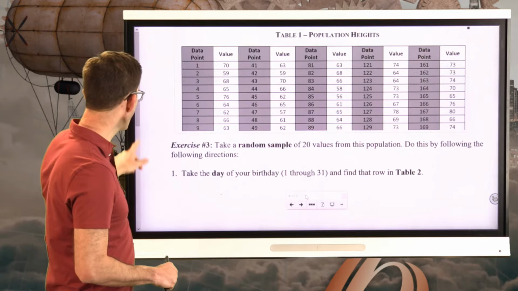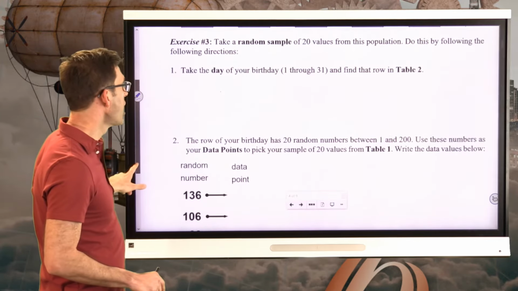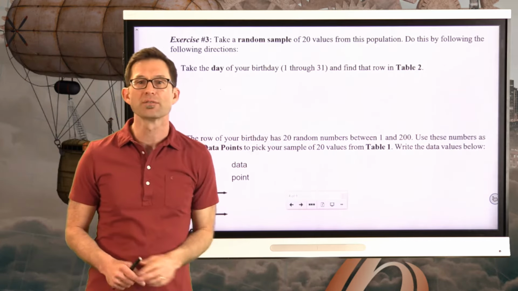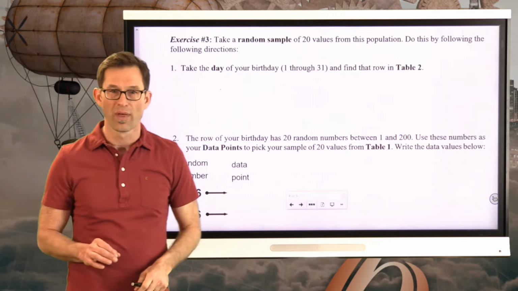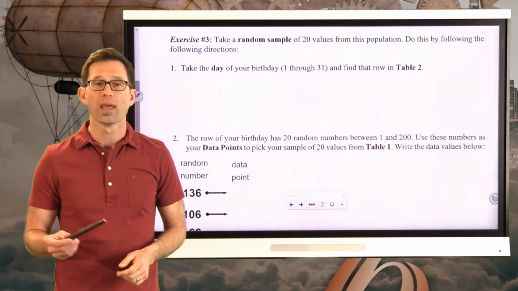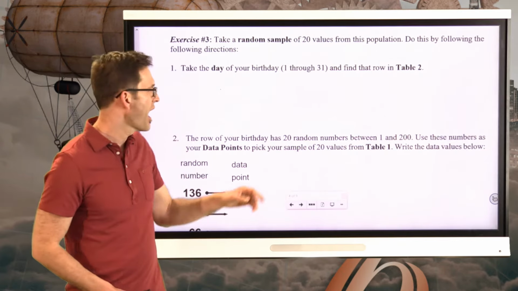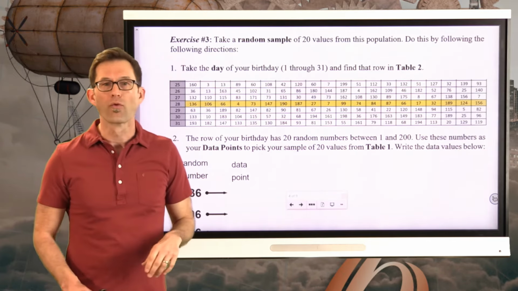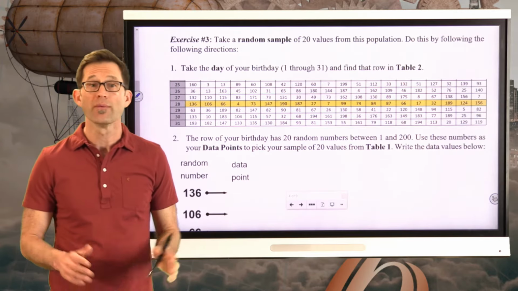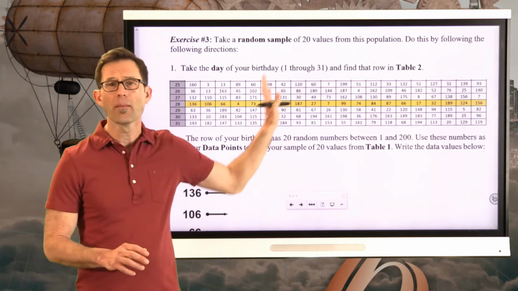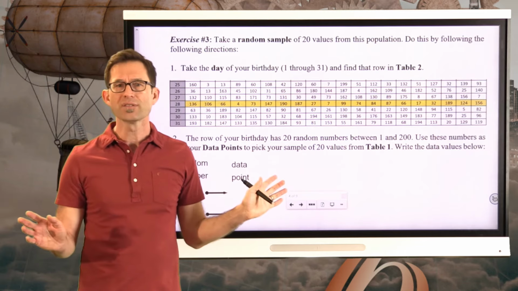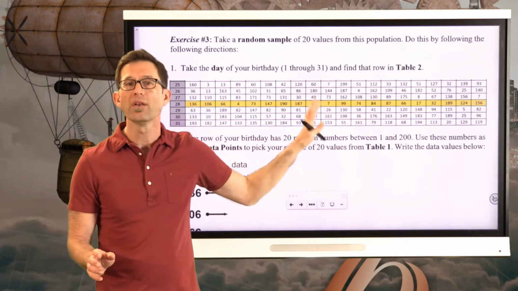Now, what we're going to be doing is I want each one of you to take a random sample of 20 values from this population. Now, here's how you're going to do that, all right? Besides table 1, which shows you the heights, you also have table 2. Now, table 2 has just a ton of random numbers in it between 1 and 200. All right, remember we have 200 heights. So all the numbers in this table, and this just shows you a small picture of the table, all of them in this table are numbers between 1 and 200.